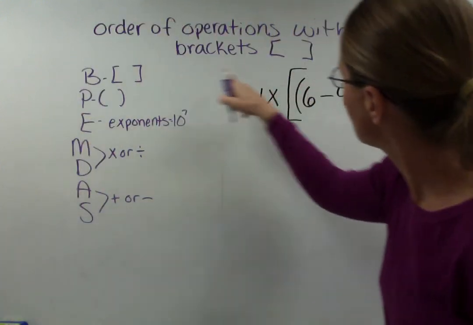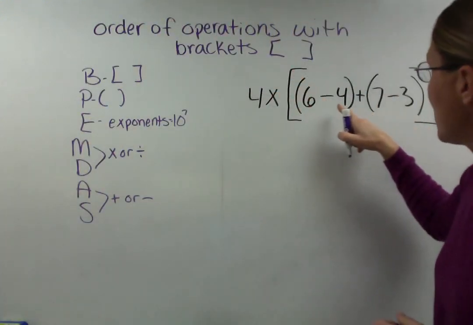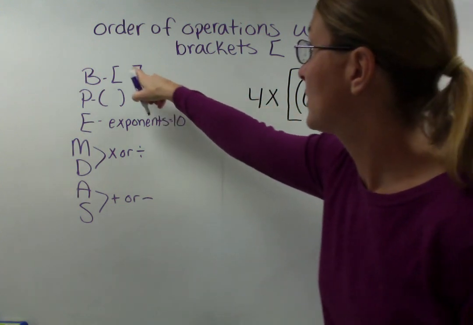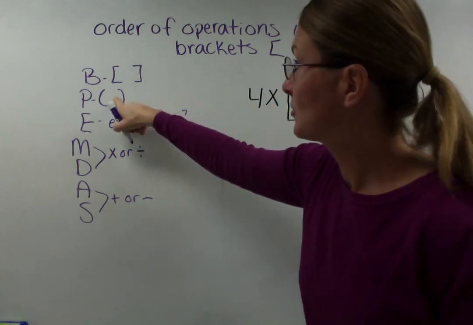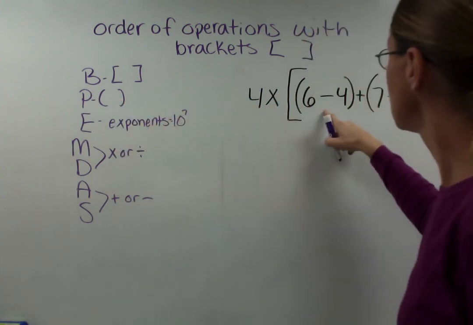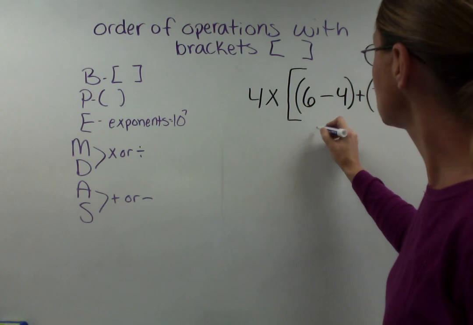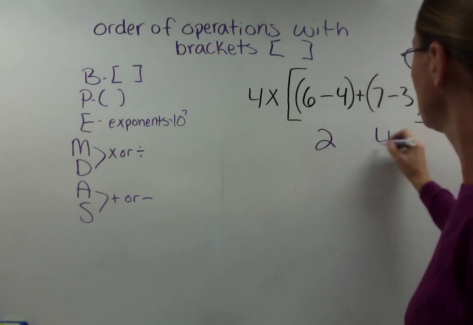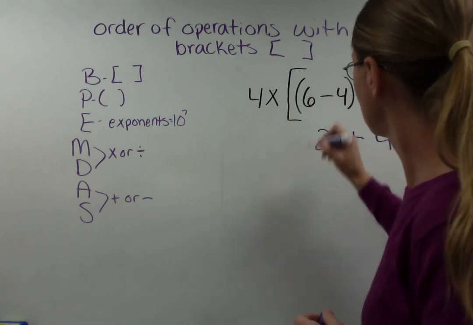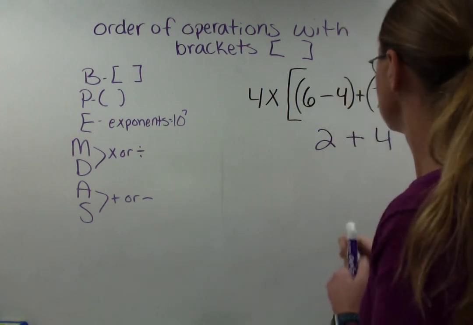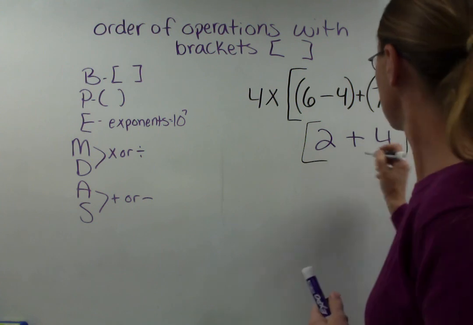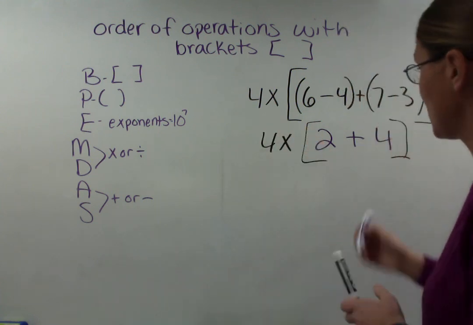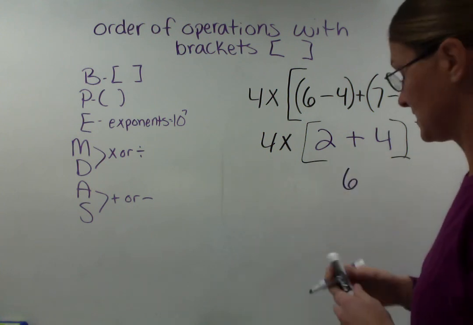So we would do everything in the brackets first, okay? And in the brackets are parentheses. So what that means is we have to look in the brackets. In the brackets are parentheses, so we have to do parentheses. So inside of our brackets, we have 6 minus 4, which is 2, and 7 minus 3, which is 4, and we're going to add those together. Okay, so that's what was inside the brackets. All right, so now we're going to add those together, and we get 6.